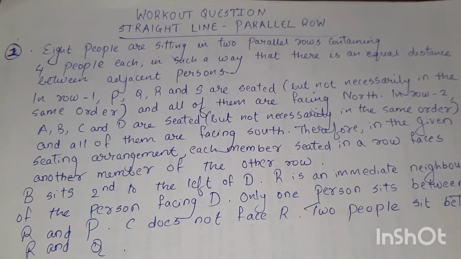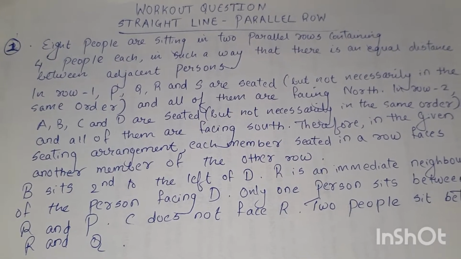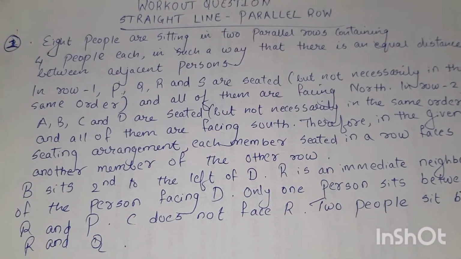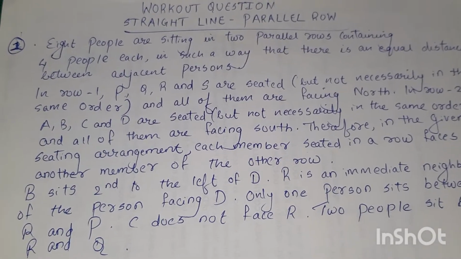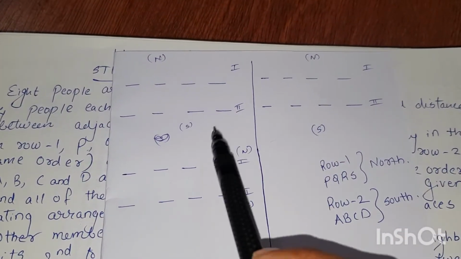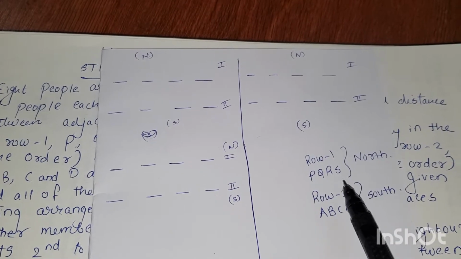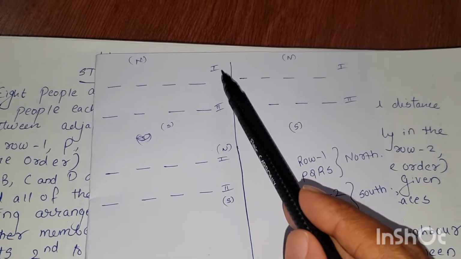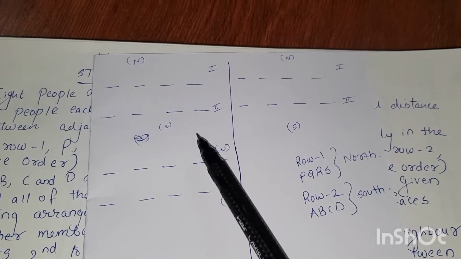Going to the first workout question, it is given that 8 people are sitting in 2 parallel rows. In row 1, P, Q, R and S are seated and all of them are facing north, and in row 2 A, B, C, D are seated and they are facing south. I have drawn 3 diagrams because 3 conditions will come. Row 1 PQRS is facing north and row 2 ABCD facing south.